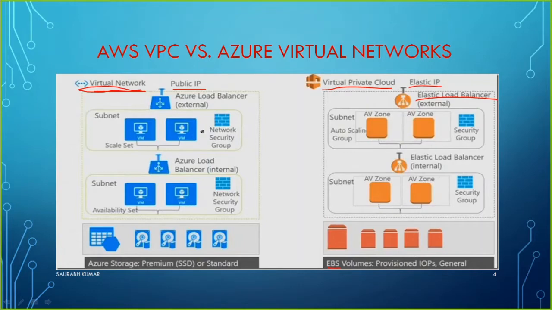So almost you can see architecture wise there is not much difference at all. Only the names have been changed, the terminology has been changed, nomenclature has been a bit changed. Otherwise either you are having an Azure network or an AWS network, it is going to be almost same everywhere.